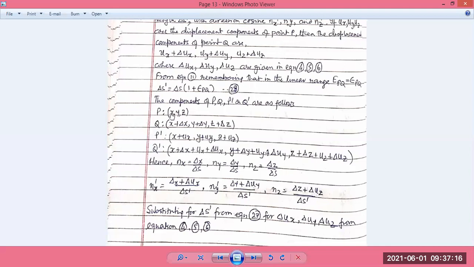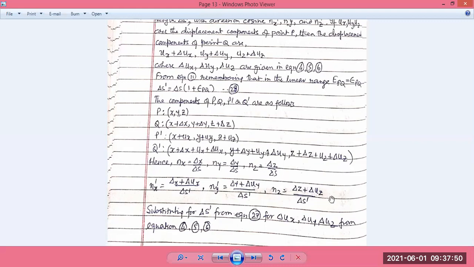The coordinates change from P to P dash and Q to Q dash. P changes by an amount ux, uy, and uz. The coordinate of Q from x is away by an amount delta x, delta y, and delta z, and the coordinate Q dash will be x plus delta x plus ux plus delta ux. Similarly y plus delta y plus delta uy, and z plus delta z plus delta uz itself.